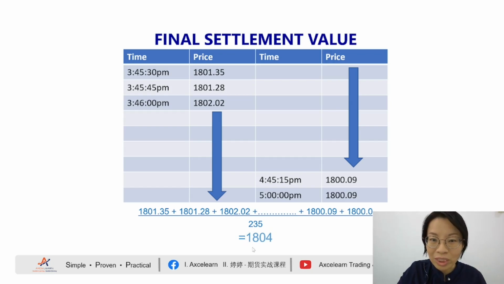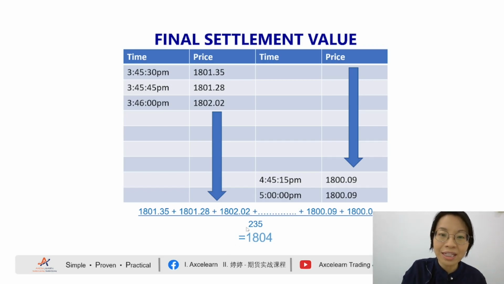So this is what we call the final settlement value. There is a way to calculate this final settlement value. It doesn't come from the sky. This is the method that you are going to use to calculate. And if you read your contract specification, this is clearly defined. It's not that they simply take any figure to settle your contract.